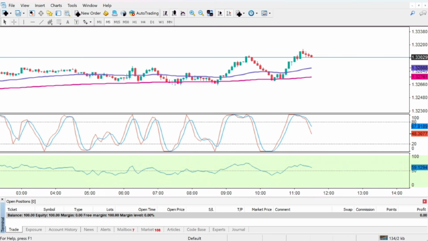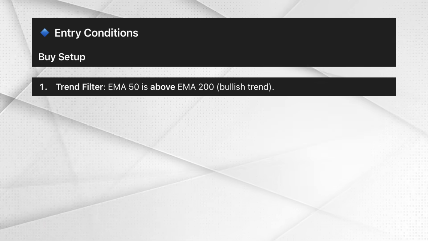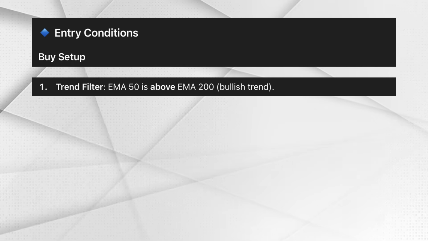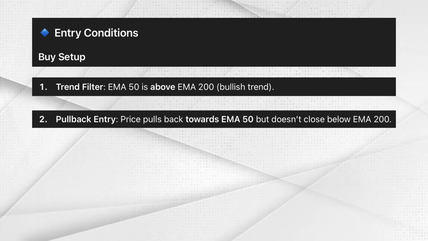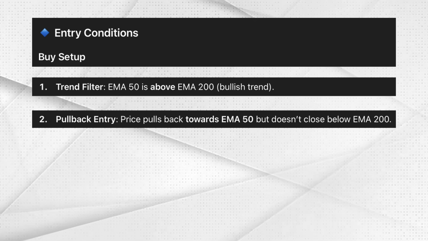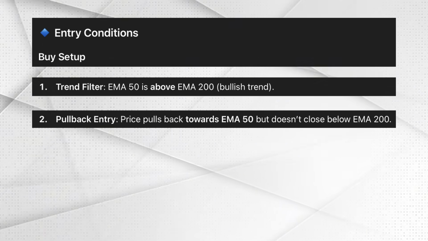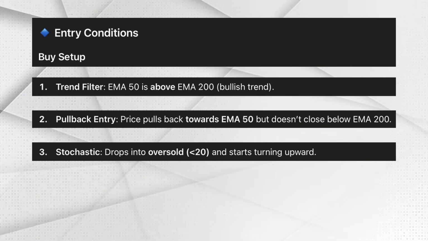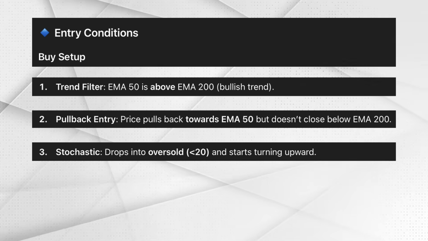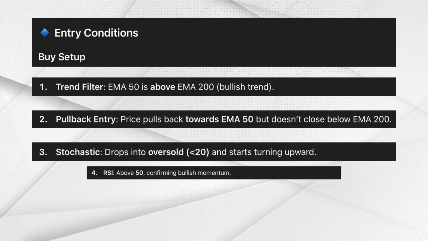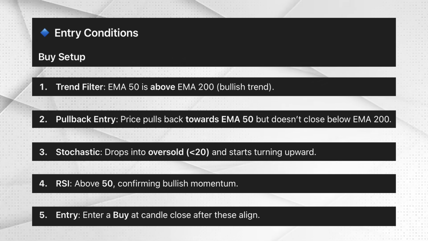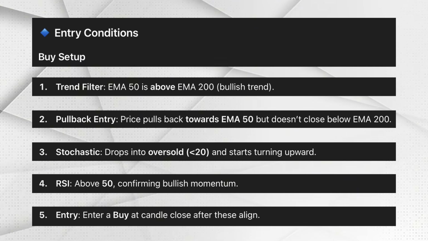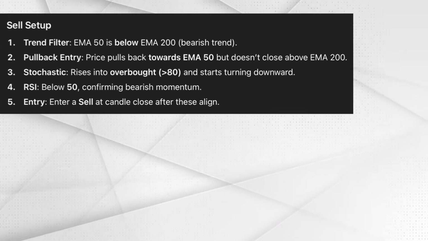Now, the rules are pretty straightforward. For a buy setup, the EMA 50 has to be above the EMA 200, so that tells us the trend is bullish. Then we wait for price to pull back near the EMA 50 without breaking under the EMA 200. At the same time, the stochastic needs to dip into oversold and start curling back up, while the RSI stays above 50. If all of that lines up, we enter a buy at the candle close. For a sell setup, it's just the opposite.